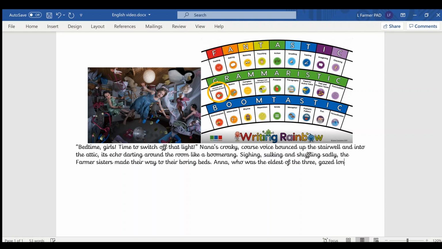gazed longingly, because I know if I really want to do something, I kind of gaze at it. And longingly means you really want to do something, and that's another adverb. Gazed longingly at the rainbow of, so I can see some Lego in here. There's definitely some Lego bricks. So rainbow of Lego bricks. Oh, I need to capitalise Lego because it's a proper noun. So a rainbow of Lego bricks.